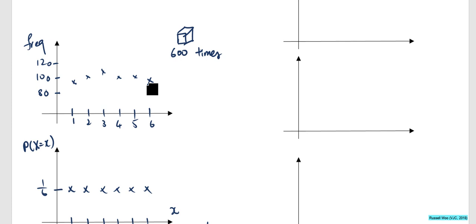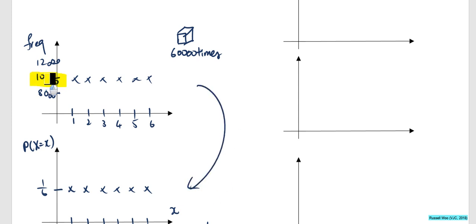But now I do 600 times. But can I throw a die, say, 6,000 times? 60,000 times? 6 million times? Also can, right? If I do it enough times and put two more zeros behind, I would expect all of them to be around 10,000 each. Can you observe that 10,000 divided by 60,000 gives 1 over 6? So as I toss enough times, the actual frequency divided by the total frequency is actually the probability of it happening. Does it make sense?